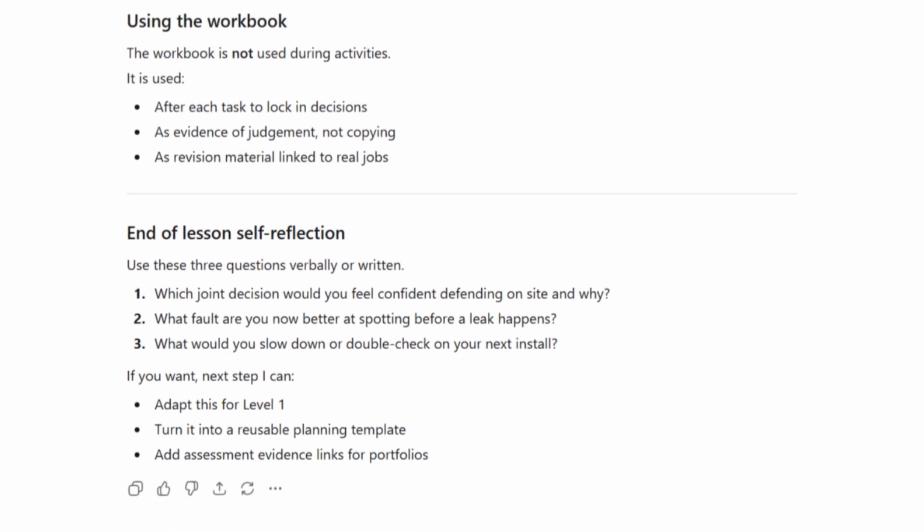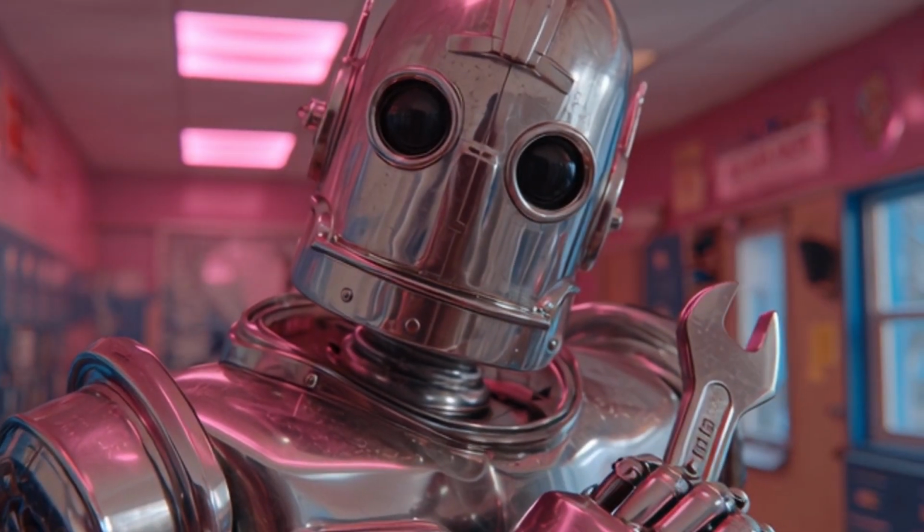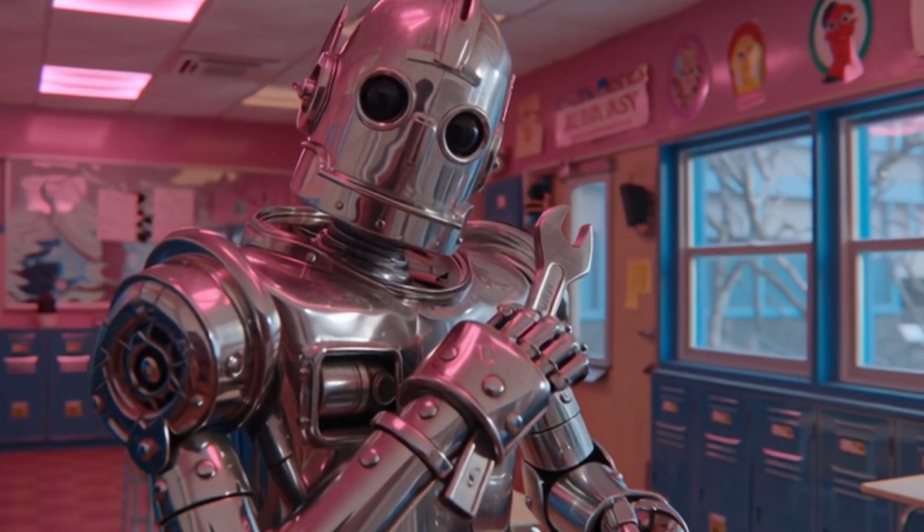Each activity is written so I can just run it. Short instructions, clear decisions to make, always tied back to site work. Right at the end, it gives me a short note on how the workbook can be used after the activities, not during them. So the workbook stops being the lesson and starts being reinforcement. And it finishes with a simple 3-question reflection focused on judgment, not recall. That's the difference. ChatGPT hasn't replaced me. It hasn't tried to teach plumbing. It's just taken the theory and turned it into problems worth thinking about.